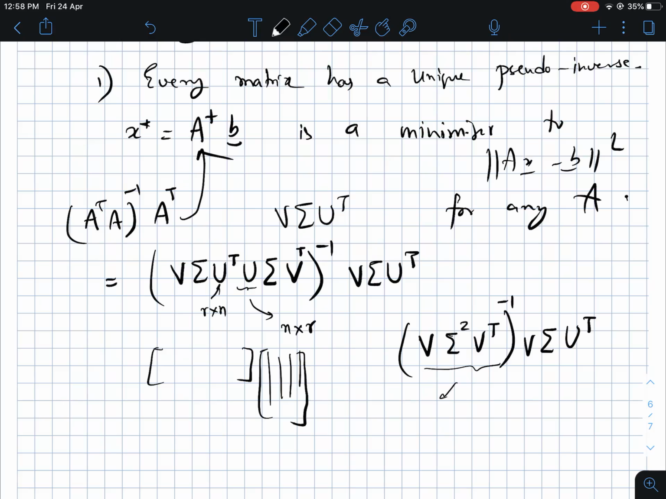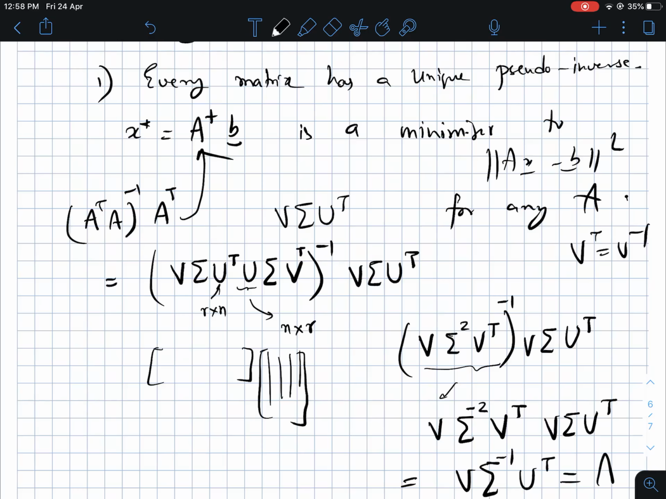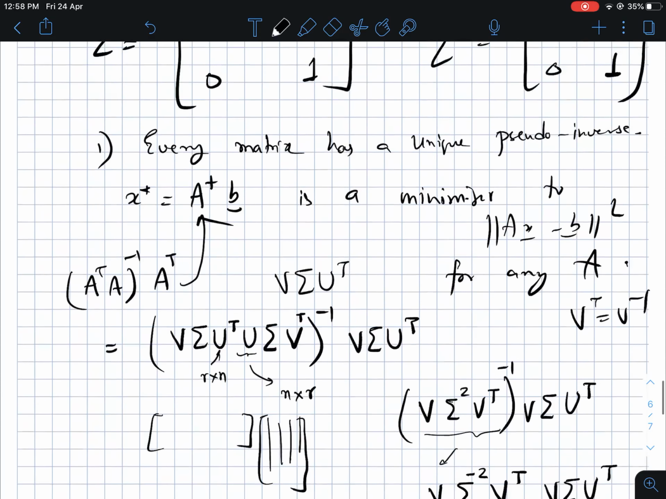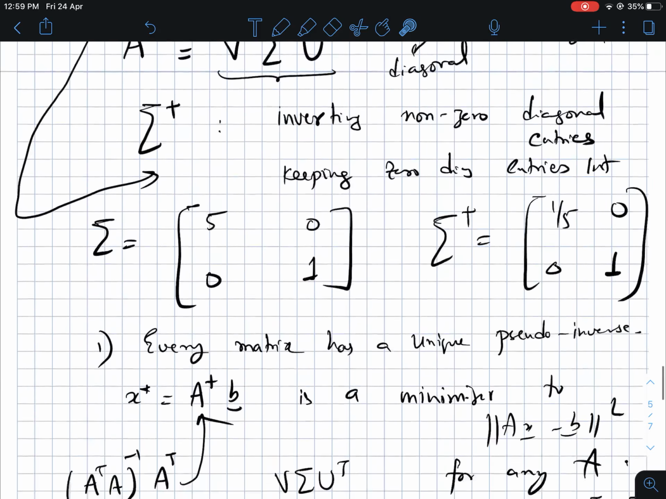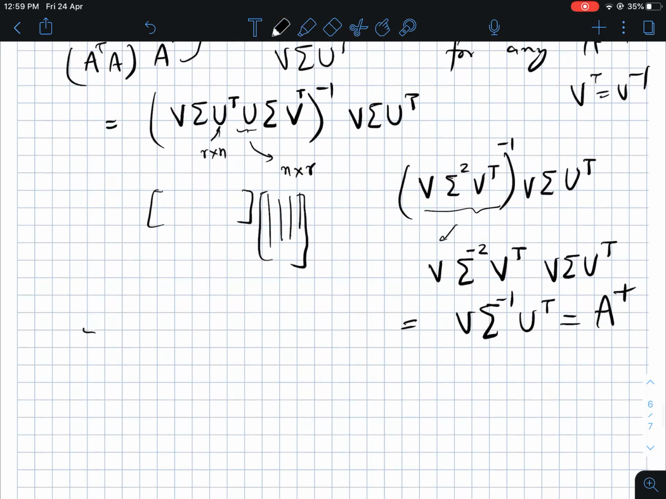If you take the inverse of this matrix, you will once again get V sigma power minus 2 V transpose. Remember that V transpose is the same as V inverse. Just do the math here and you'll get this times sigma U transpose. By computing this and correcting for the algebra, you actually get V sigma inverse U transpose, which is precisely the pseudo inverse. So you can see that the dreaded expression that we have for x star is actually the pseudo inverse.